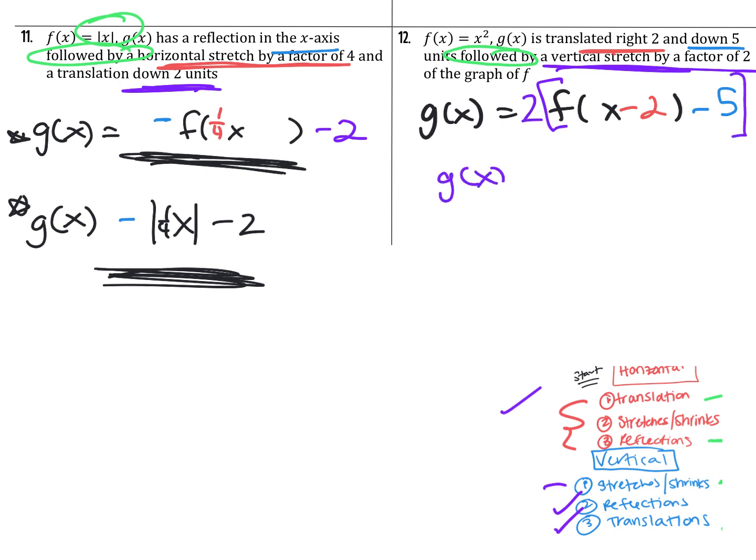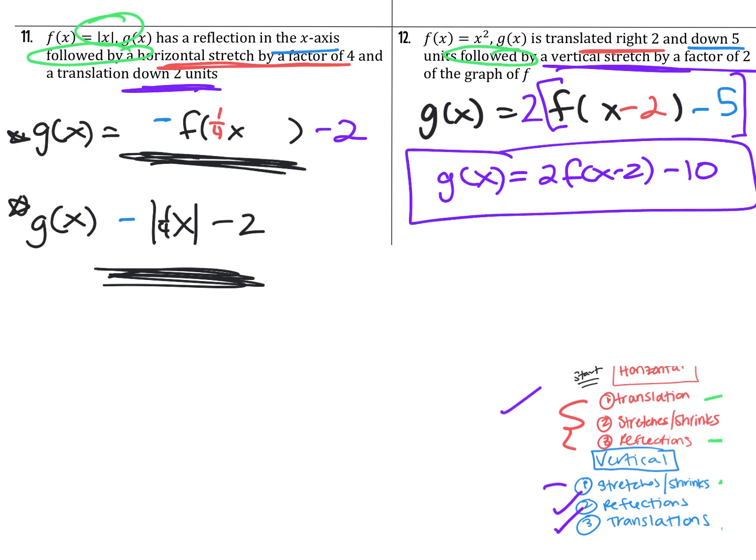What that means is this vertical stretch of 2 is going to impact the entire function. So I can rewrite this as g of x is 2 times f of x minus 2. I'm going to distribute that 2 to the 5 to get -10. And then if I plug in x squared, which is the function, 2 times x minus 2 quantities squared minus 10.